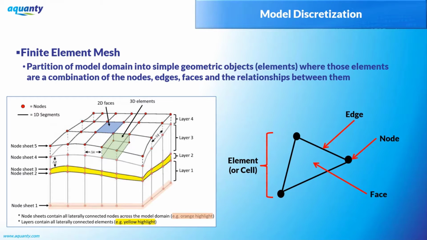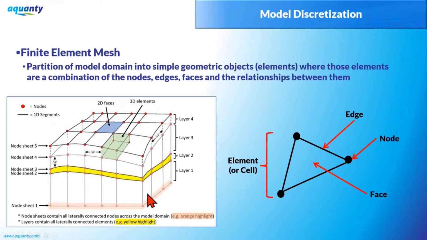So once we have an understanding of the 2D mesh, this concept can then be expanded into the third dimension when we introduce the vertical component. Highlighted here in green, we have an example of a singular 3D element with its 8 corners defined by nodes. The nodes are laterally connected across the domain in sheets, as you can see highlighted in orange, and the 3D element volumes are laterally connected in layers, as you see highlighted in yellow.